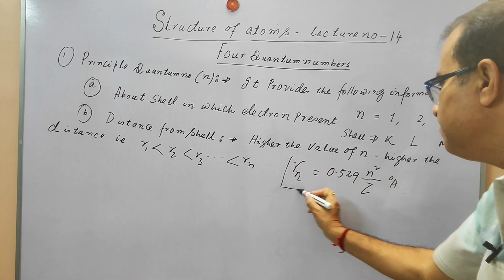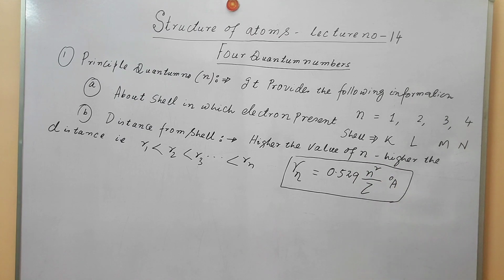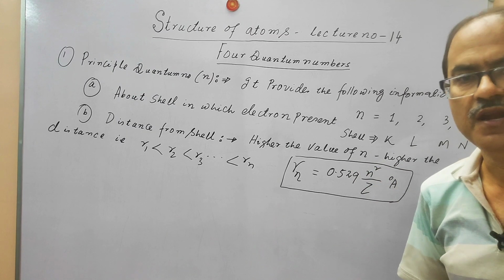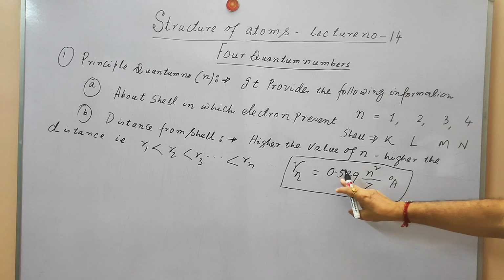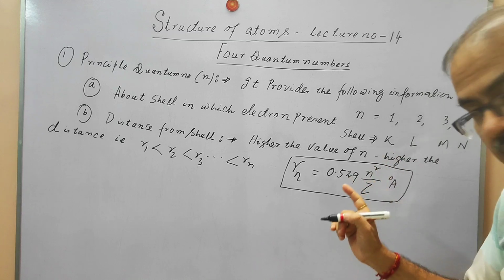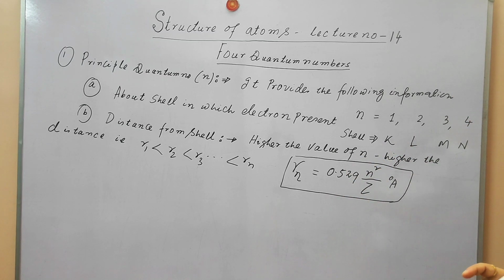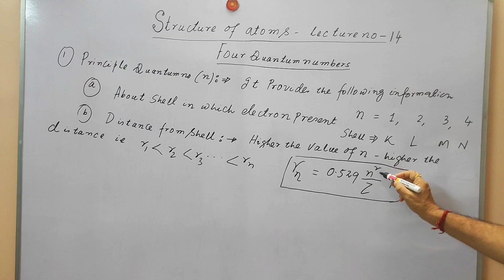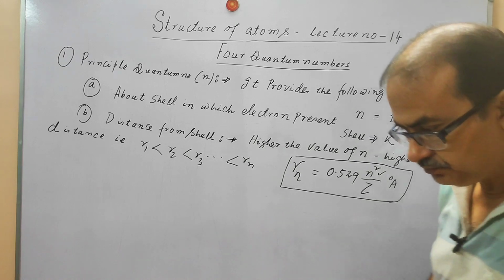This is a very important formula. From this formula you can know the distance of the shell from the nucleus, which is given by 0.529 n square by Z, where n is the quantum number and Z is the atomic number, for hydrogen and hydrogen-like species. So you can see, as the value of n increases, the distance of the shell goes on increasing.